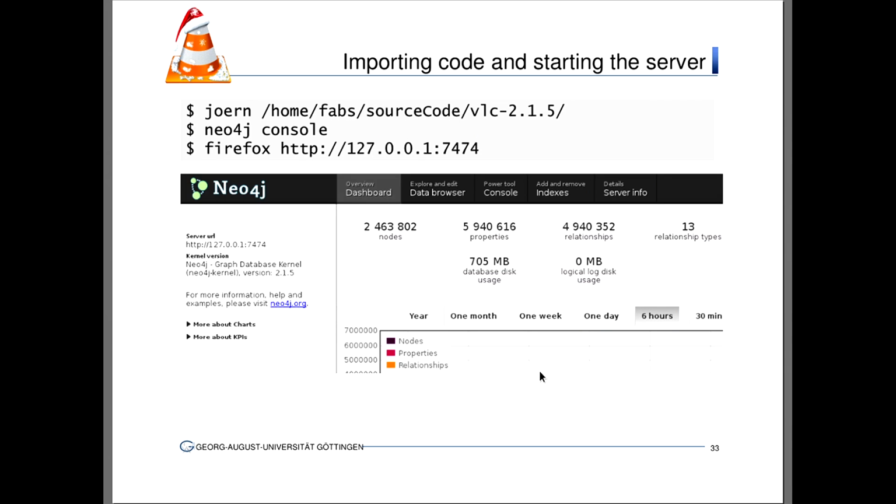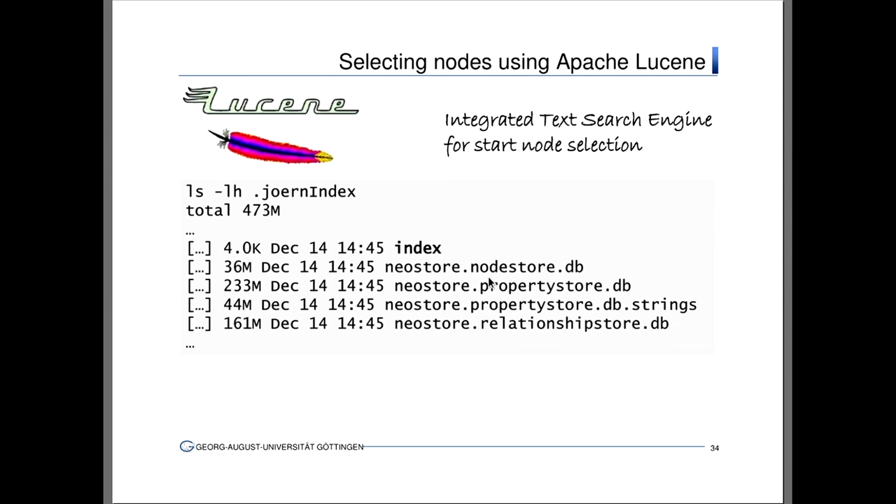You start the database server, and you can then point your browser to port 7474, and you'll get some basic statistics over what's inside the database. So you can now see for VLC, it's created about 2 million nodes, 5 million properties, 4 million relationships, and so on. And it uses about 705 megabytes. So it's storable. All of these experiments are being done on a laptop, so you don't need a server farm to operate this kind of stuff.